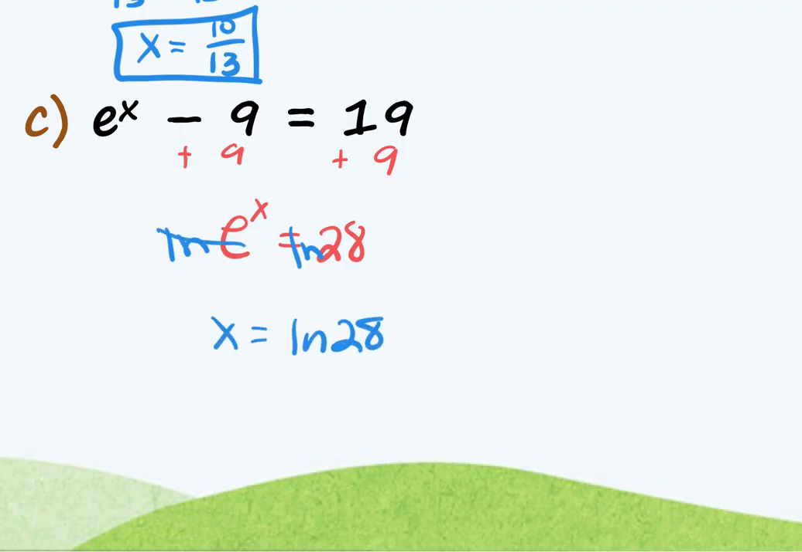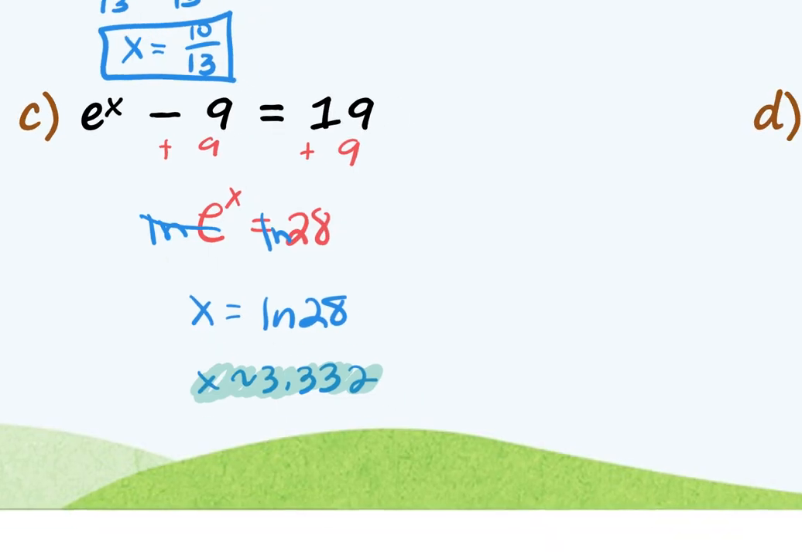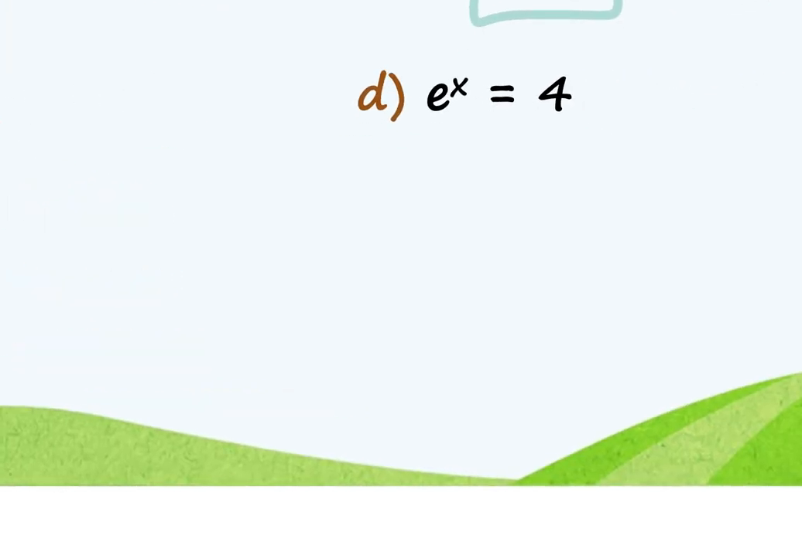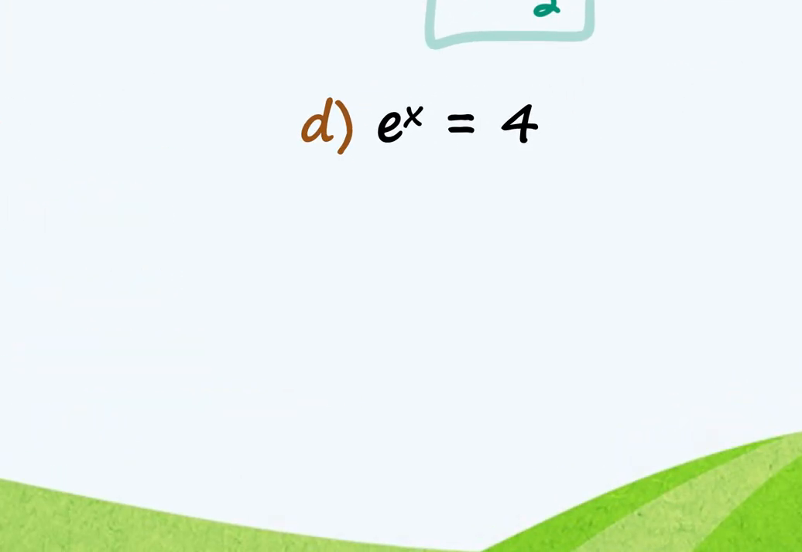So up till that part, I didn't need a calculator. I could have this on a non-calculator based question, and I would have to leave it like that. But with a calculator, ln of 28 is 3.332. Still good? Okay. And D, what are you going to do? ln both sides. So ln of e to the x and ln of 4. And x equals ln of 4, 1.386.